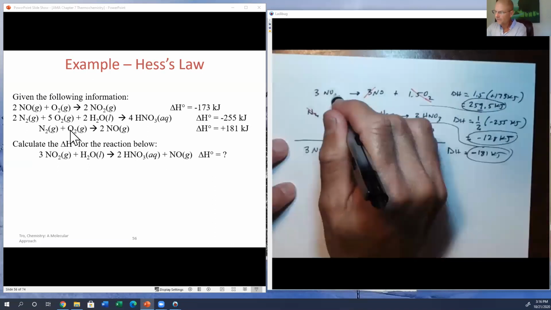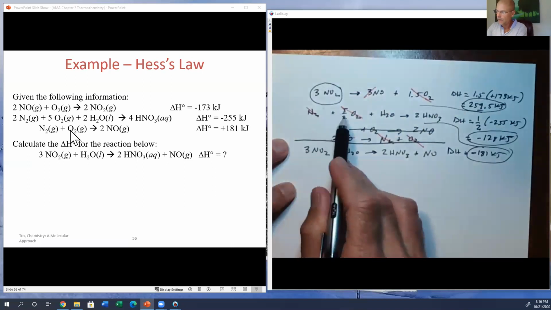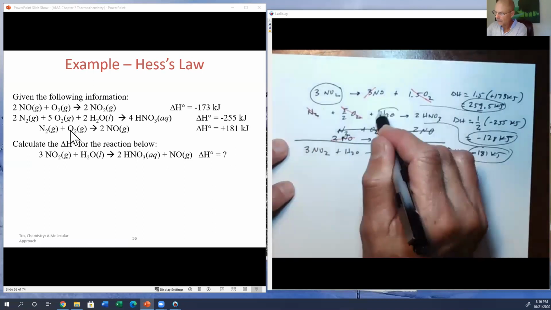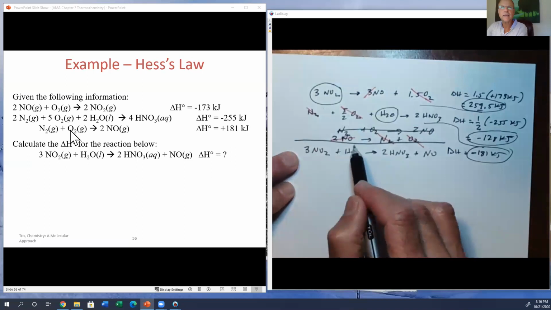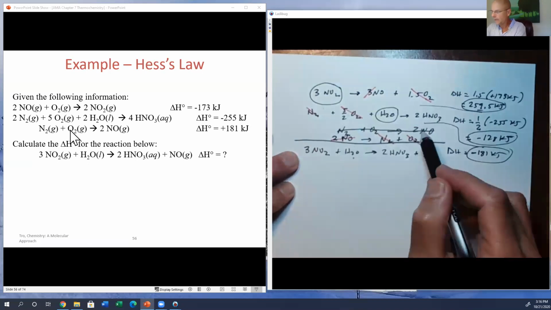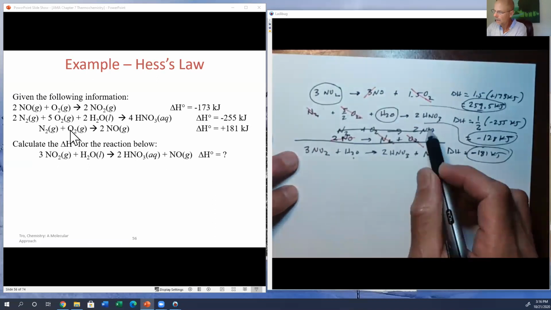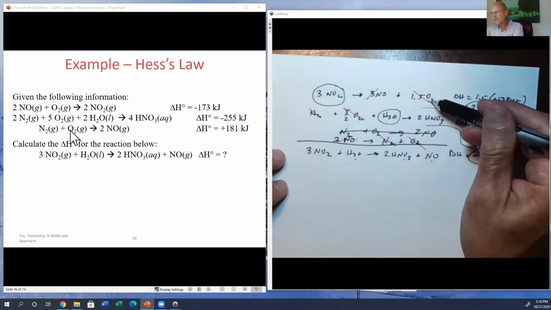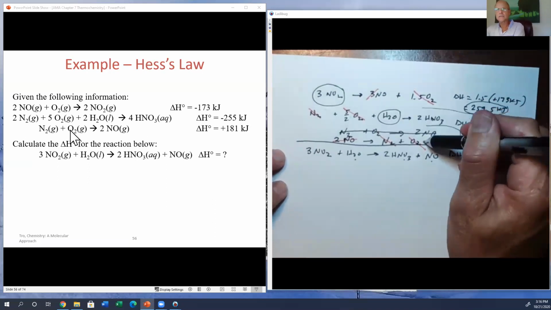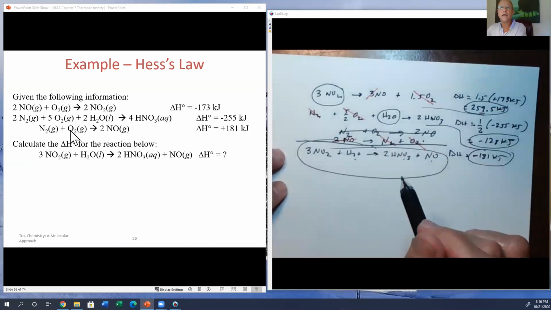So what's left after I canceled everything out? My 3 NO2s on the reactant side, my H2O on the reactant side. Everything else on the reactant side canceled, right? On the product side, I have NO and HNO3 and everything else canceled. So in other words, these three reactions sum to this overall reaction, right?